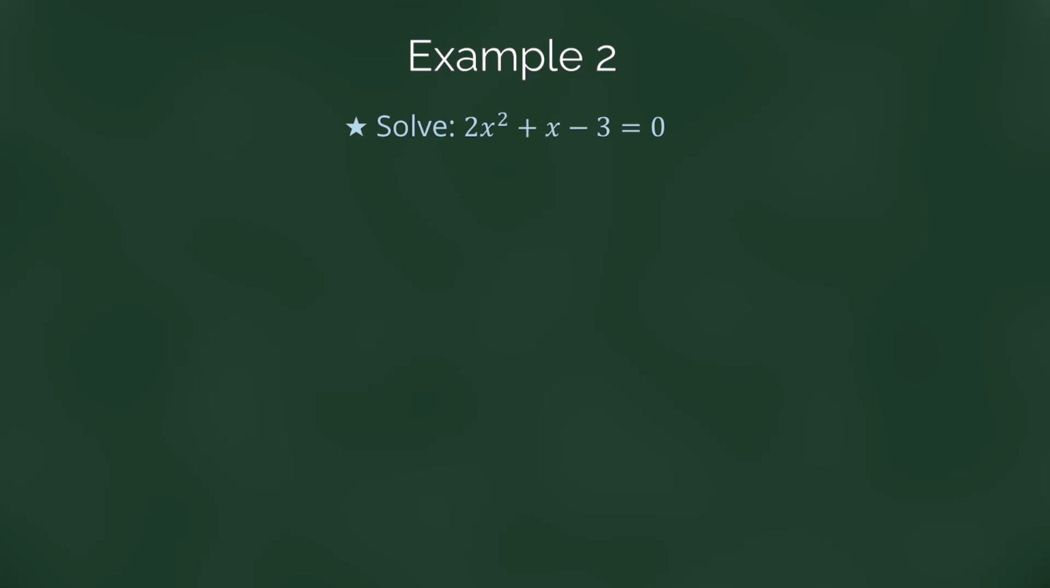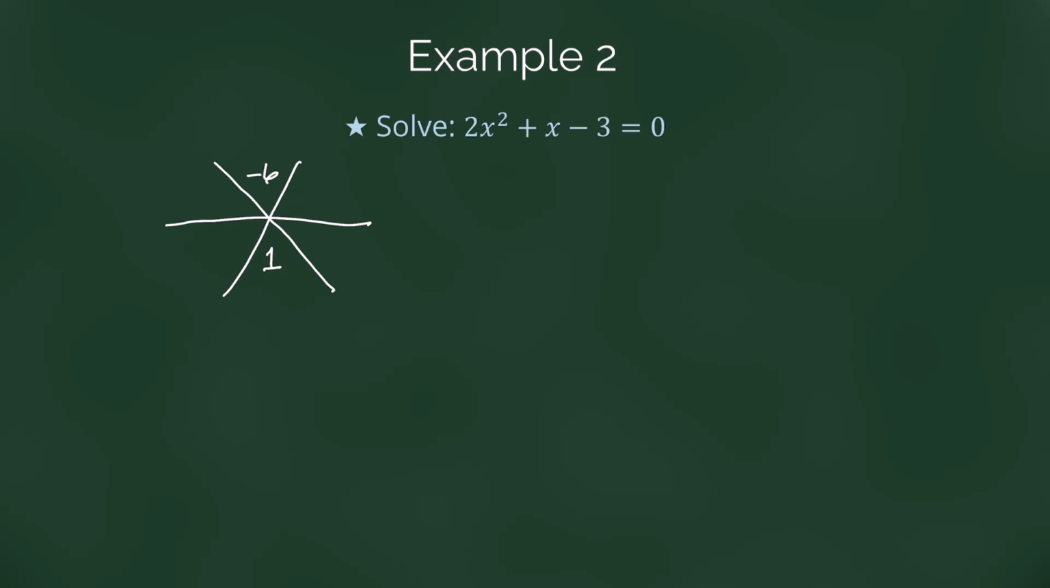All right, let's try another one. So we have 2x squared plus x minus 3 equals 0. We're going to once again use our asterisk method to factor it. So a times c is negative 6 and b is positive 1. So I want factors that multiply to be negative 6 and add up to be 1.